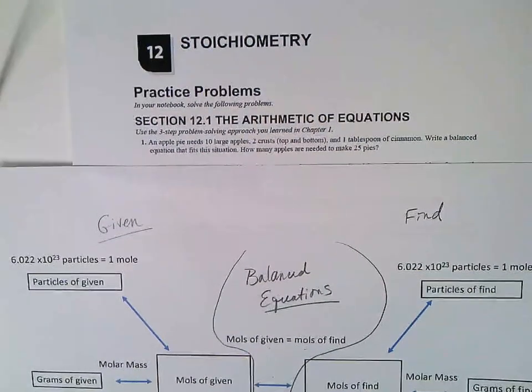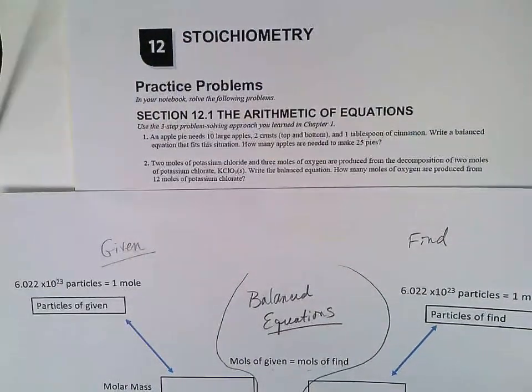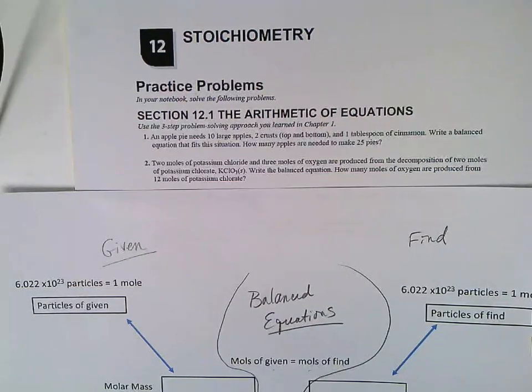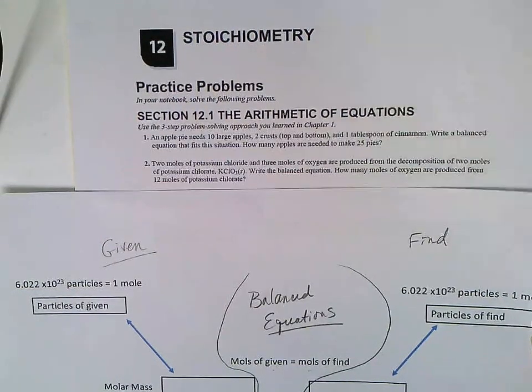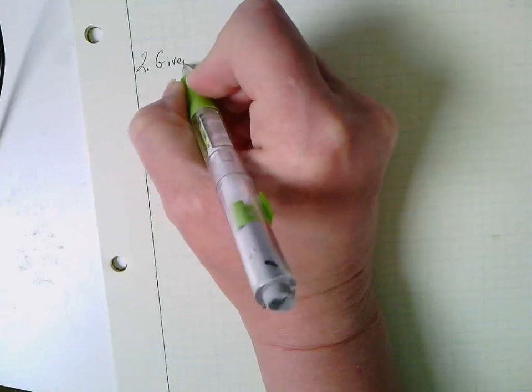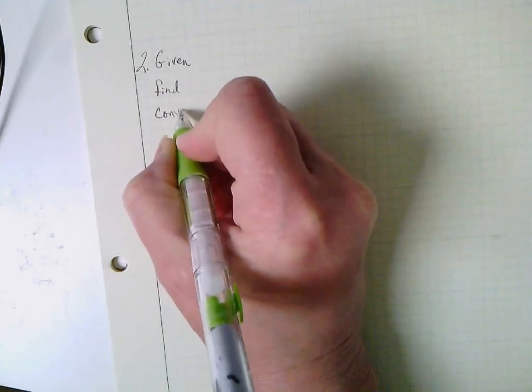So let's look at question number 2. 2 moles of potassium chloride and 3 moles of oxygen are produced from the decomposition of 2 moles of potassium chlorate. Write a balanced equation. How many moles of oxygen are produced from 12 moles of potassium chlorate? So let's look at how we're going to write out this question. For number 2, we need to know the given, we need to know what we need to find, and we need our conversions.